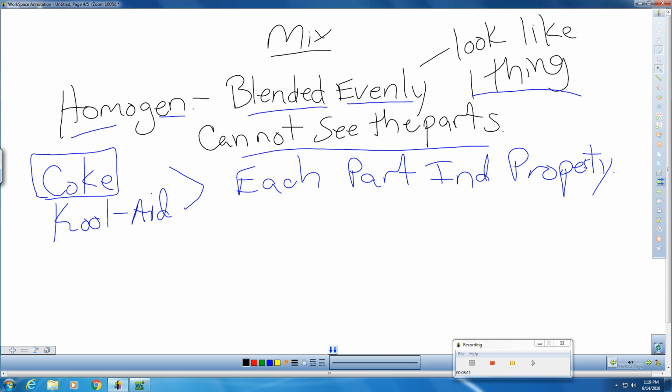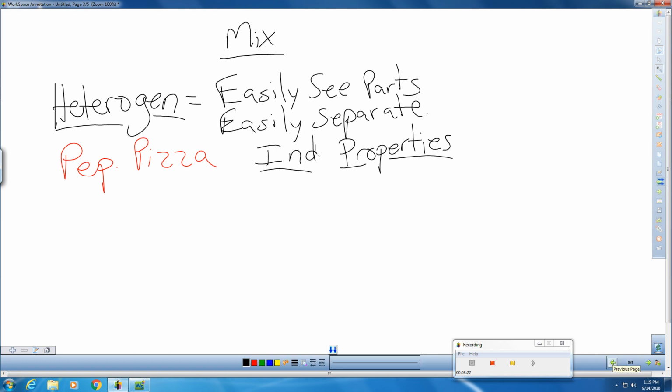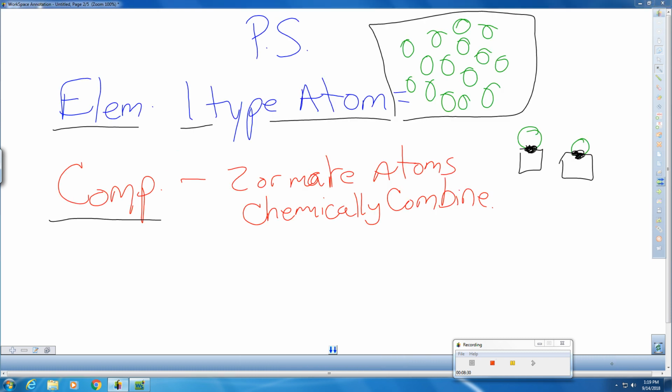Again, if we take a look, homogeneous, blended evenly, looks like one thing. We can't see the parts, but we know the parts are there because if you take one out, you can taste the difference or maybe feel the difference, etc. Heterogeneous mixtures, we easily see the parts. They're easily separated. They have their individual properties. Pepperoni pizza, salad, etc. are examples for that one.